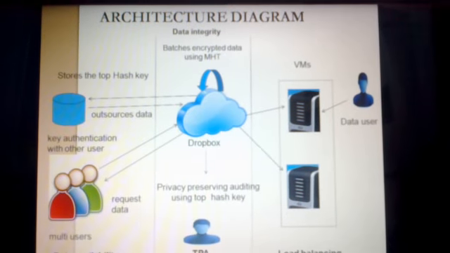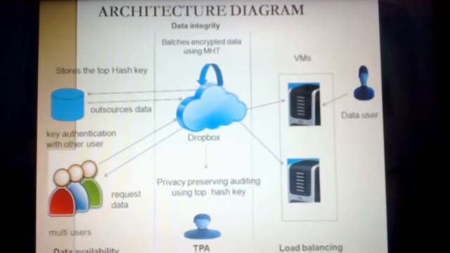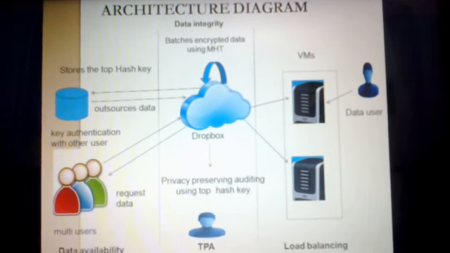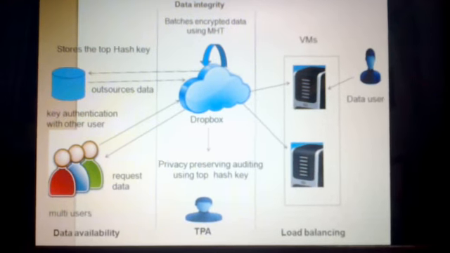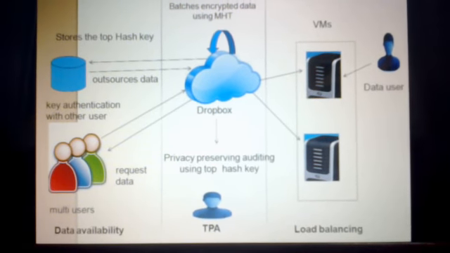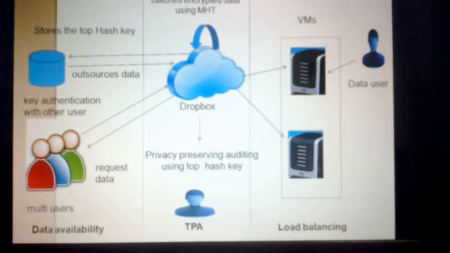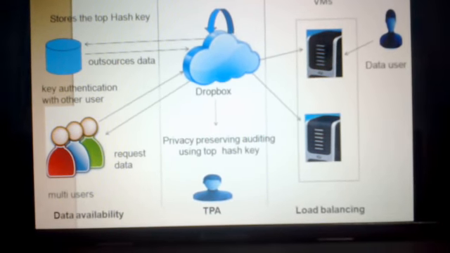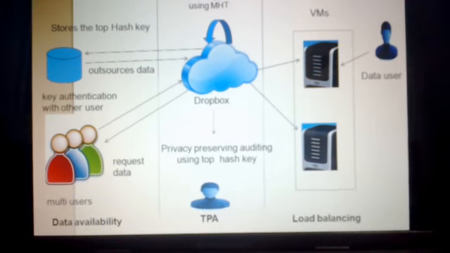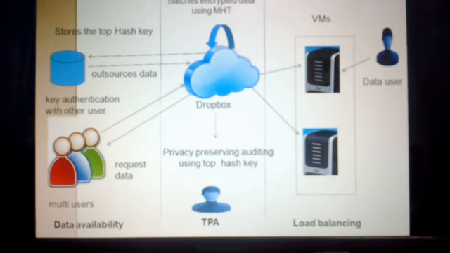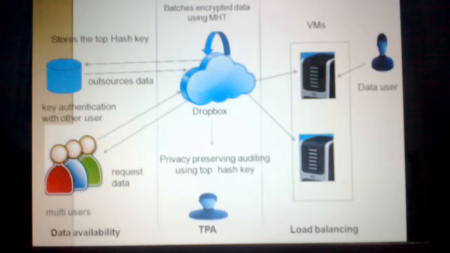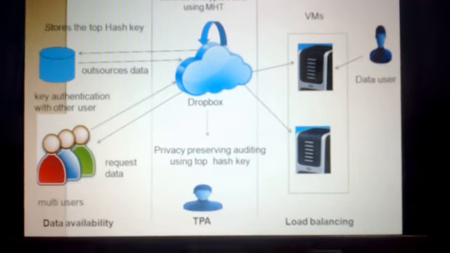This is our overall architecture diagram. Whenever the user registers, the private key will be generated, and whenever the user uploads a file, it will be encrypted and the hash code value will be generated, and all these details will be stored in the database. Meanwhile, the TPA will audit the files present in the Dropbox. Whenever the user wants to download any file, he has to provide the private key, and using the load balancing concept, he can retrieve the file.